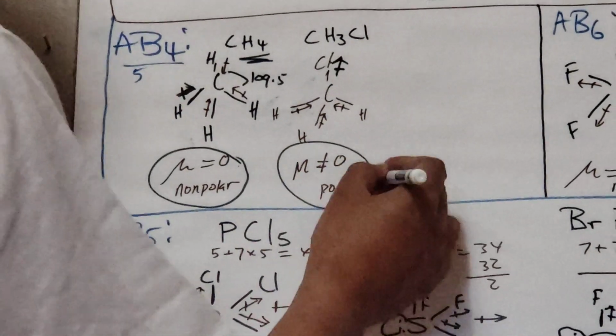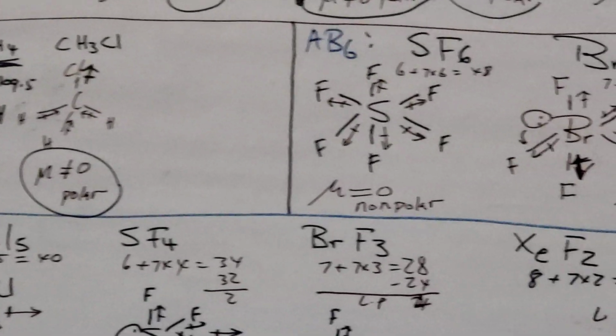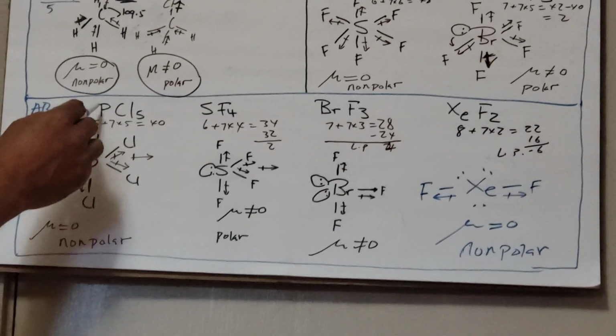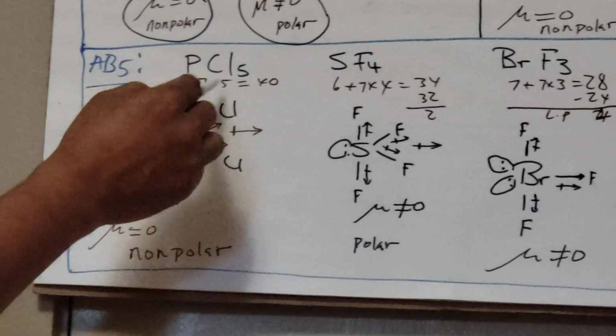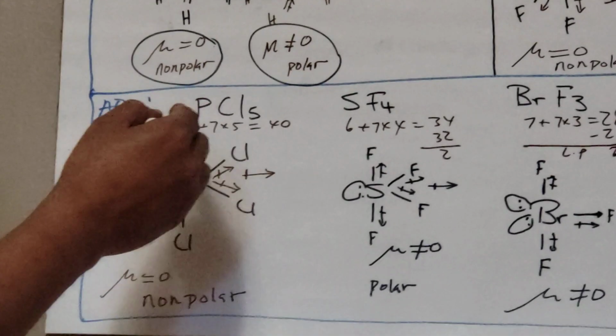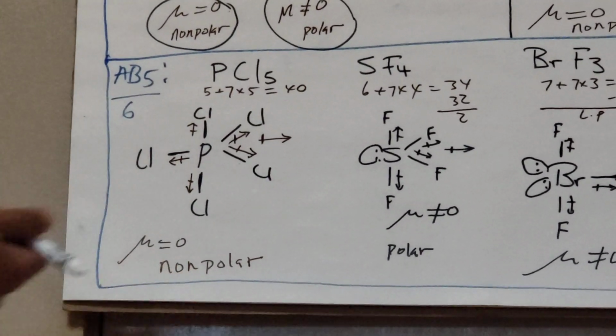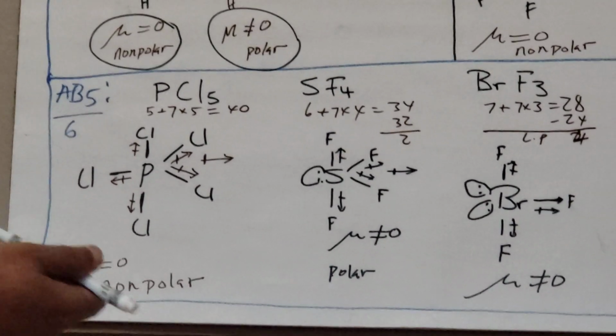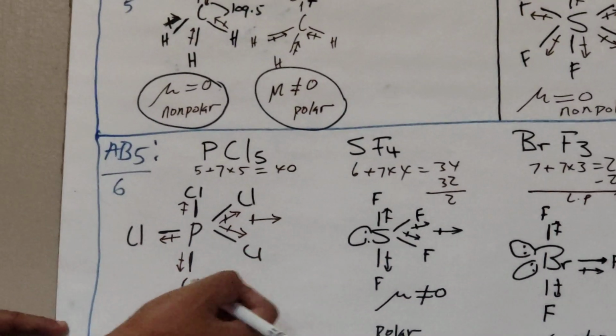This is a polar molecule, okay? Now AB5, like phosphorus pentachloride. Phosphorus has 5 electrons in the outer shell. Chlorine has 7, so 5 chlorine, 35 plus 5 is 40. This is a multiple of 8. There is no lone pair, and this is trigonal bipyramidal.